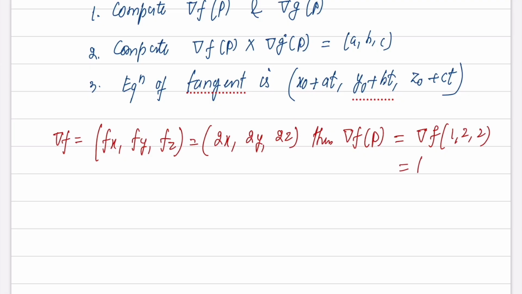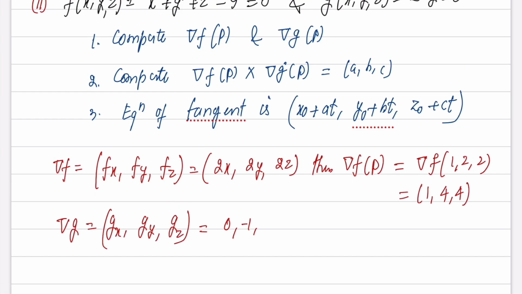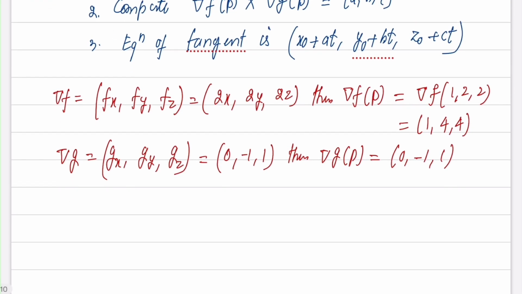So this is equal to (1, 4, 4). And second is del g, which is equal to (gx, gy, gz). This is equal to (0, -1, 1). And then del g at p, so this is obviously equal to (0, -1, 1).